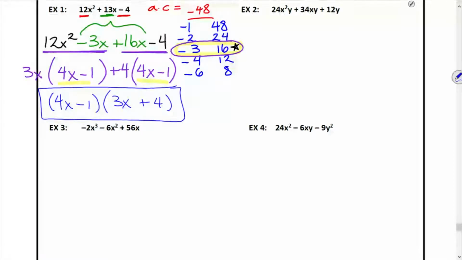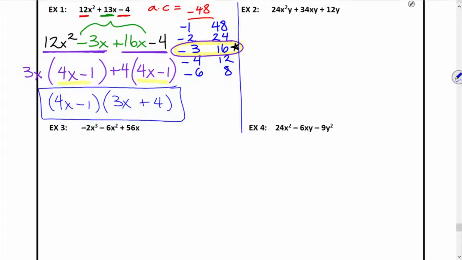We're pulling in this ABC method from the case where a is equal to 1. We're pulling in factor by grouping, and we have some greatest common factor in there. It's a very, very involved process. But actually, I think this is the simplest and most straightforward way to do these. Trust me, I know several methods, and I think this is by far the best. Okay, in example 2, we'll do it again.